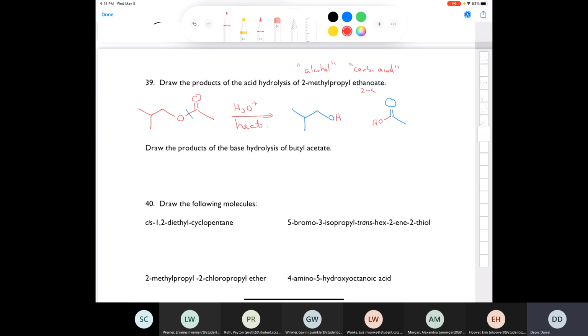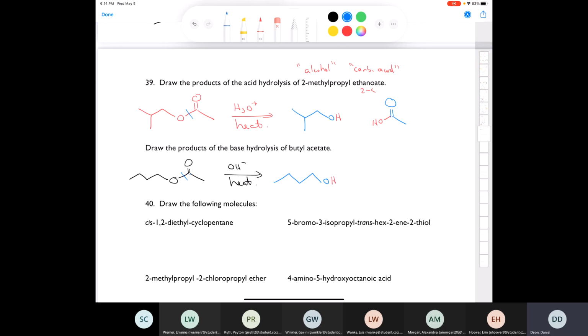Draw the products of the base hydrolysis of butyl acetate. Well, let's start by drawing butyl acetate. So butyl comes from 1, 2, 3, 4 carbons. Acetate comes from a carboxylic acid with 2 carbons. So there's my butyl acetate. Now, if I take this molecule and I put it in base, so I'll put hydroxide, and if I heat that up, this is a saponification reaction. We're going to break the carbon-oxygen single bond. We're going to end up with the alcohol. Maybe I should be careful about how I draw my hydrogens. I'll put it like this.